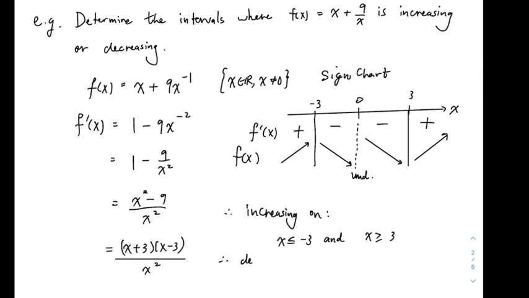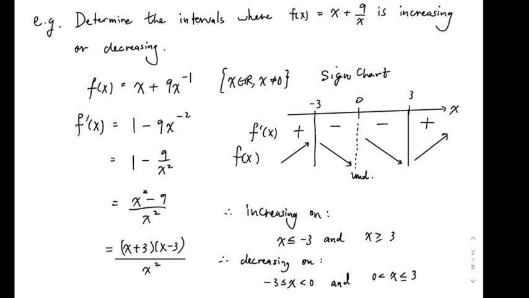And we can say the function is decreasing on, and here we see that between negative 3 and 0, the derivative is negative. The function is decreasing, and we're going to include negative 3, but we have to exclude 0 because 0 makes the original function undefined. So we're going to say between negative 3 and 0, excluding 0, and between 0 and 3, excluding 0. Okay, and that's it.